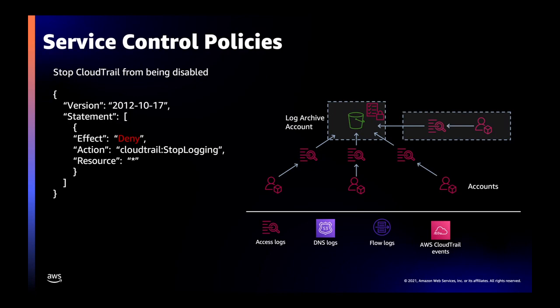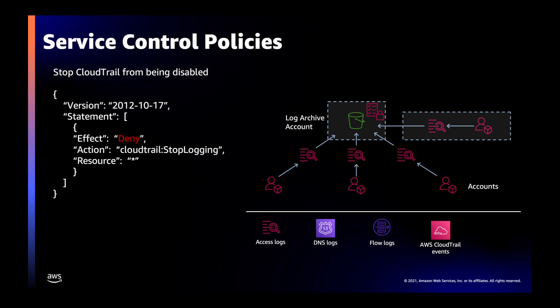So similar to the policies, the permissions that you apply to IAM users and roles, you can apply a similar policy to an SCP and apply that to an OU, and that gets applied to the entire account. So it gives you control over the maximum available permissions that are applied to the account. So in this example, you want to stop, and this is a best practice, by the way, you want to stop CloudTrail from being disabled.